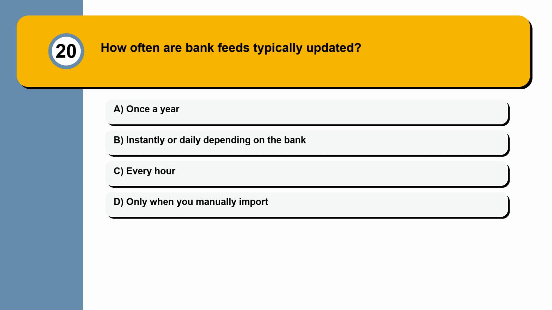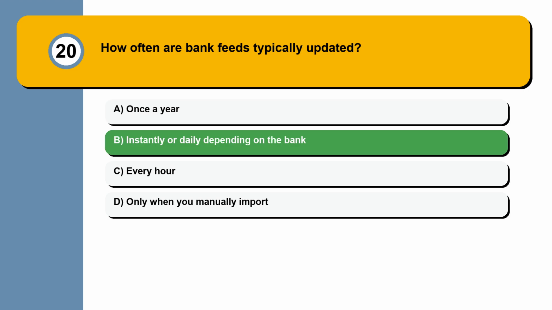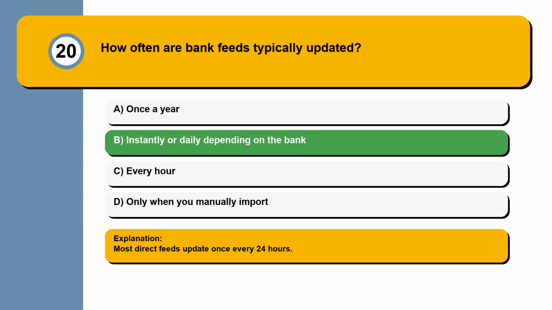Question 20. How often are bank feeds typically updated? Once a year, instantly or daily depending on the bank, every hour, only when you manually import. Most direct feeds update once every 24 hours.